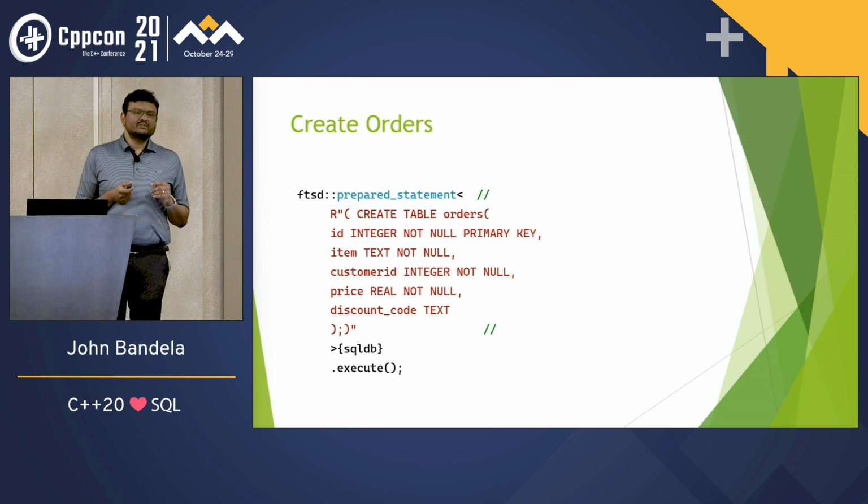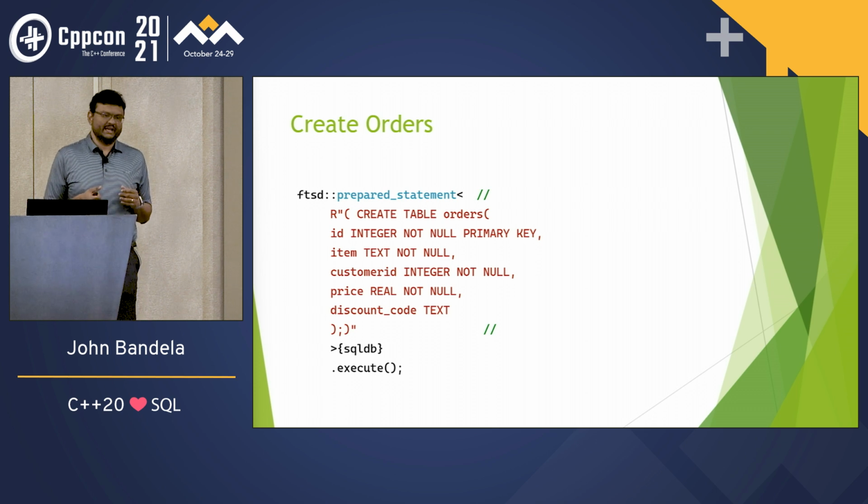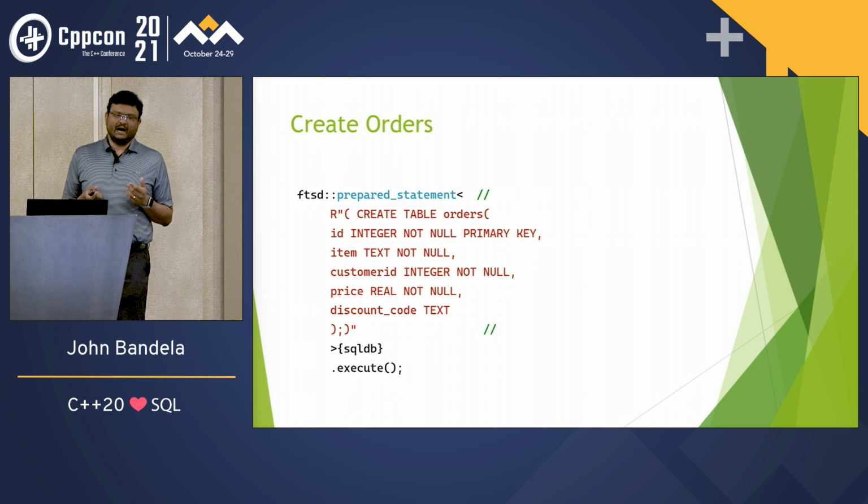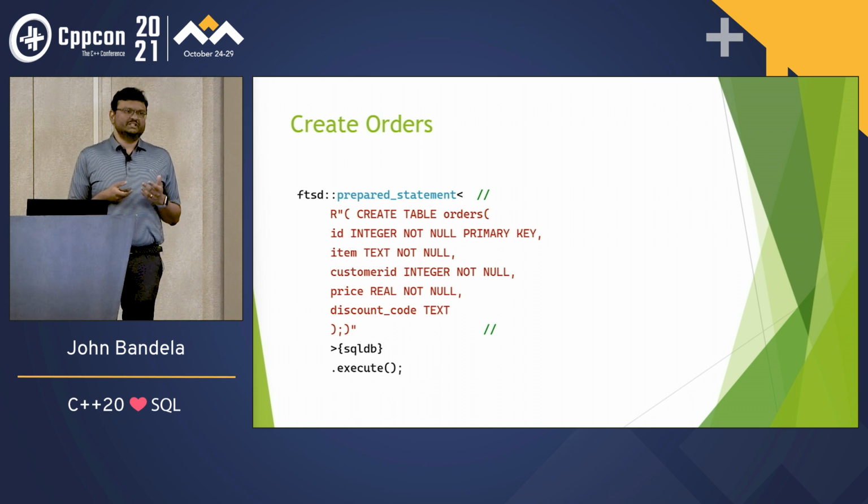All right? So creating orders, same thing. We just put a string inside the template and pass in SQLDB and call execute. So nothing real complicated going on. The only thing is the string has to be available at compile time. So there's no way that we can actually take data from the user and accidentally, or even on purpose, introduce an SQL injection attack, because it has to be fixed at compile time.